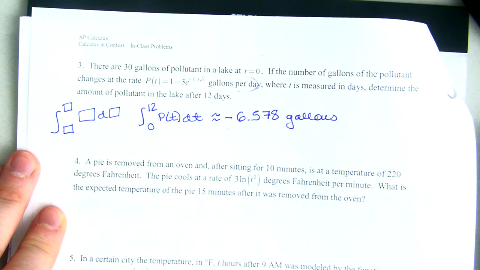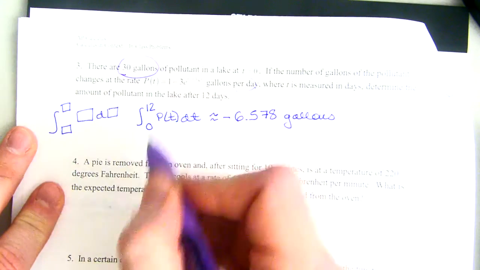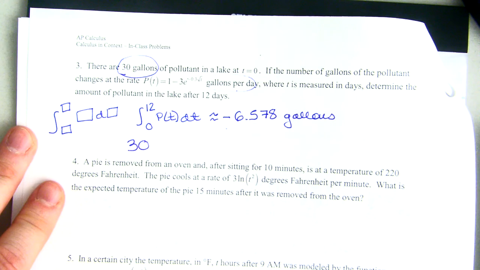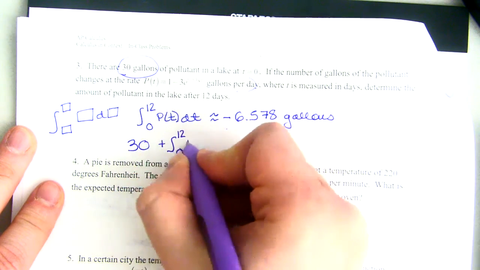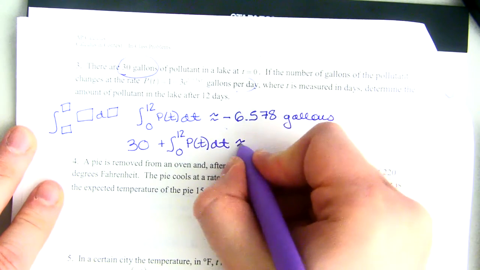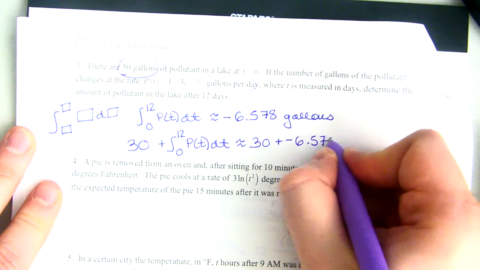Now that wasn't exactly my question. I wanted to know how much pollutant is still left in the lake. I was starting with 30 gallons. You're going to say 30. You're going to add this net change to it, this net change that is removing some of the pollutants. I guess we could just jump straight to 30 plus negative 6.578.